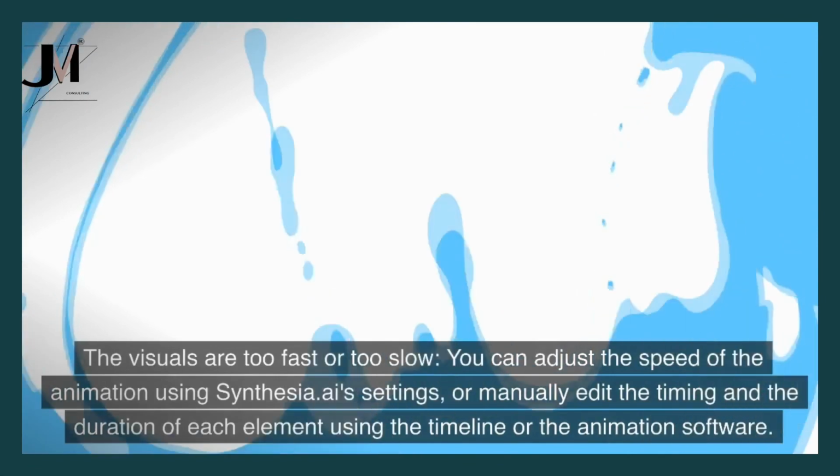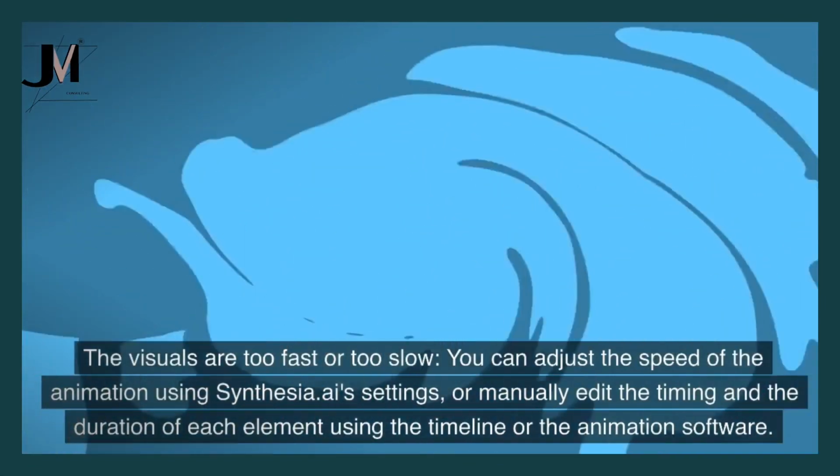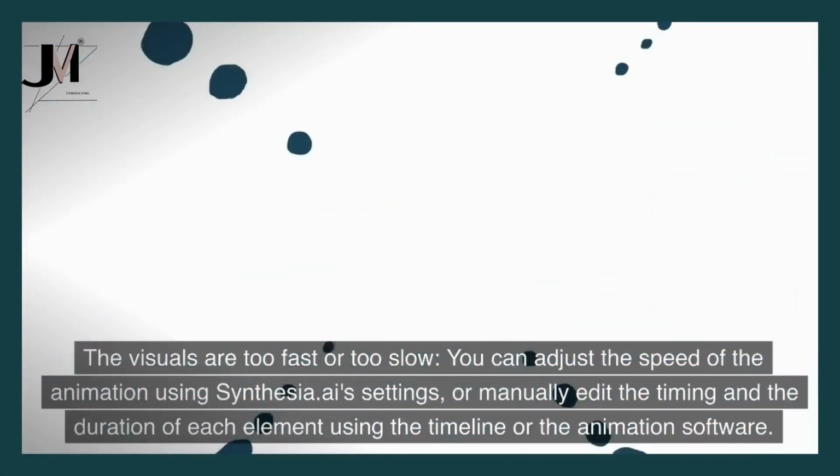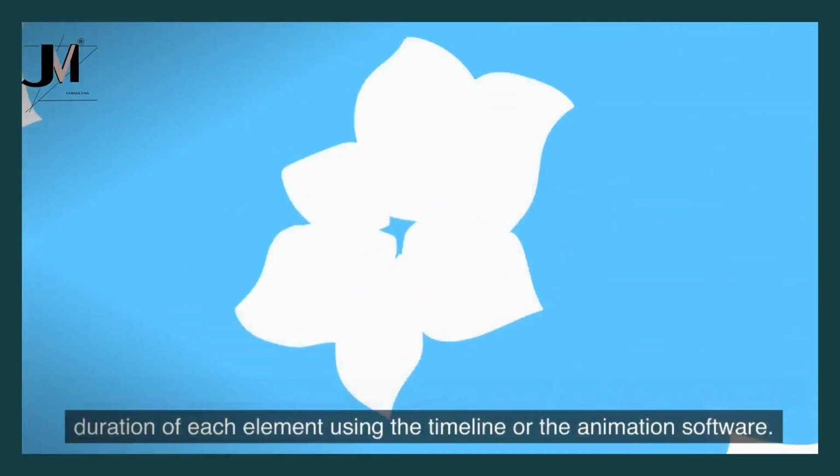If the visuals are too fast or too slow, you can adjust the speed of the animation using Synthesia.ai settings, or manually edit the timing and the duration of each element using the timeline or the animation software.